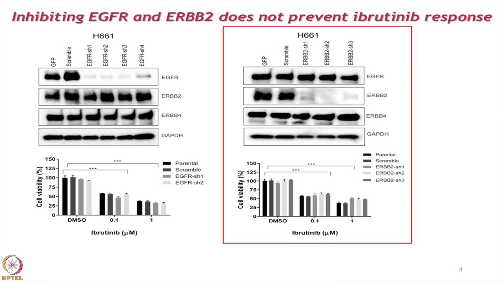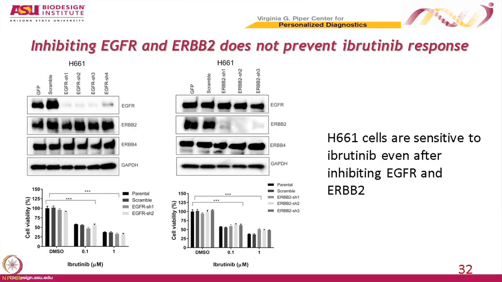And yet, despite knocking down EGFR or knocking down ErbB2, we still saw the drug effect. The drug still inhibited the cells. So now we can say that they're sensitive to ibrutinib even if you inhibit EGFR or even if you inhibit ERBB2.